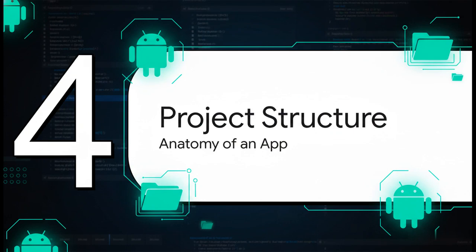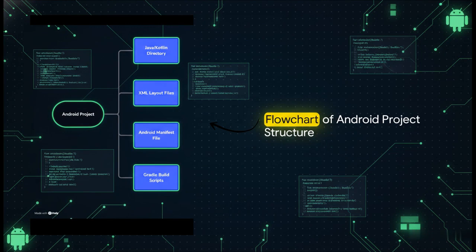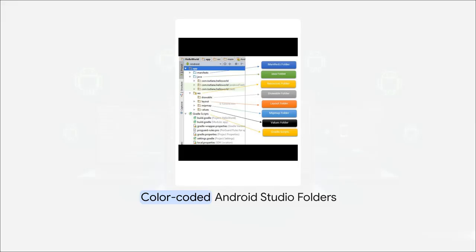Finally, Section 4, the Android project structure. Now that your workspace is ready, let's look at the actual files. Every single Android project contains some really important folders and files, and they rely on 4 main conceptual pillars: your Java or Kotlin source code, your XML layouts for design, your manifest file, and your Gradle build scripts. Looking at the left side of your screen inside the IDE, you can see exactly how these concepts map directly to the color-coded project folders.